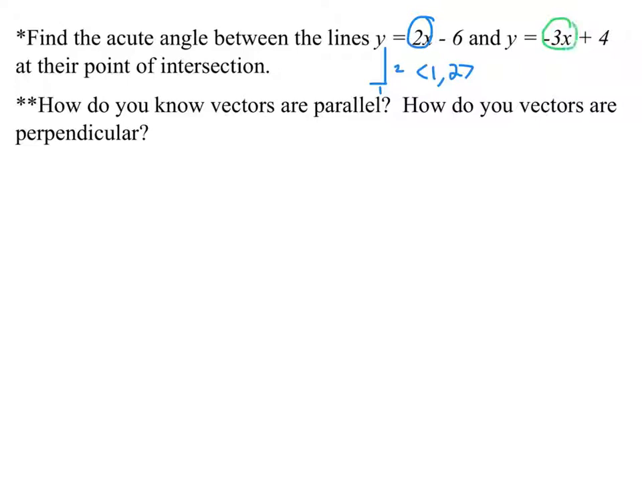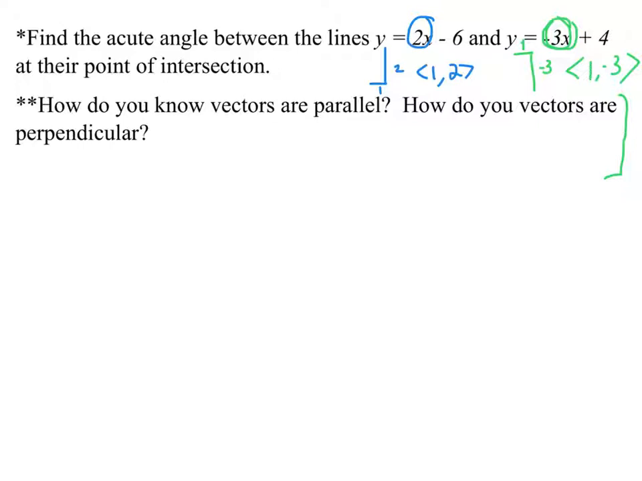This, the slope is negative 3. So if you think about it, it went over 1 and down 3, or components 1, negative 3. Regardless of the intersection point, regardless of what the y-intercept is, that is the way these functions are moving. That's what will affect the angle between them. So, with that in mind, I should be able to just use my dot product and the inverse cosine.